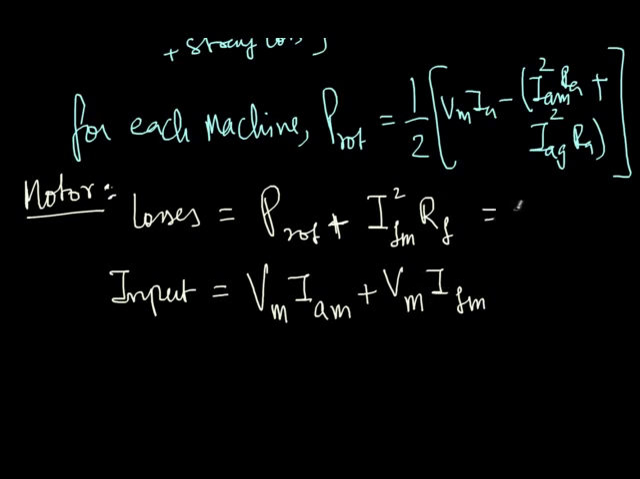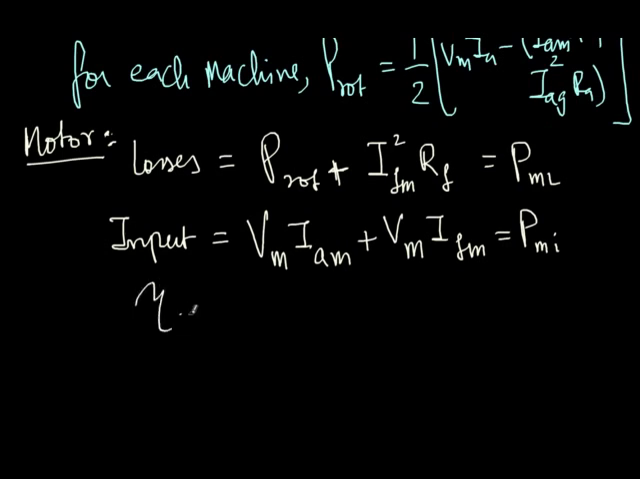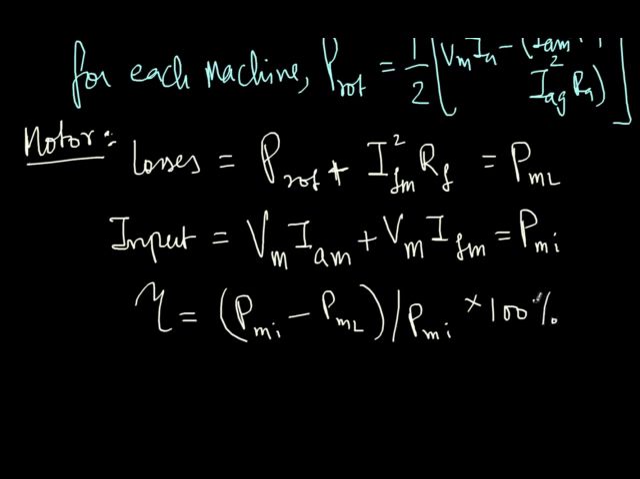Now I have input and losses, so therefore I can calculate the efficiency. So let's call it P motor losses, and let's call this P motor input. And once I have these two, I can find the efficiency. What is the efficiency? Efficiency is nothing but input minus losses divided by input. So basically output by input. So that is the efficiency. Of course, you can multiply it by 100% to get the value in percentage. So this is about the motor.